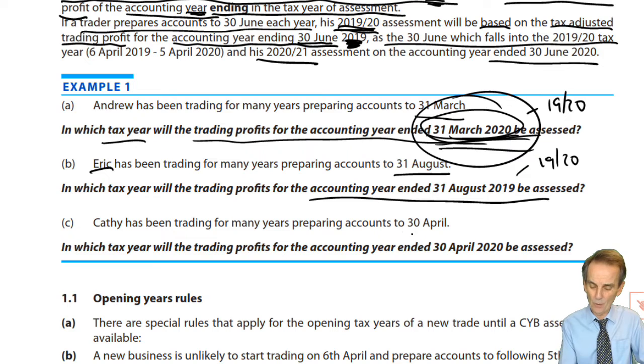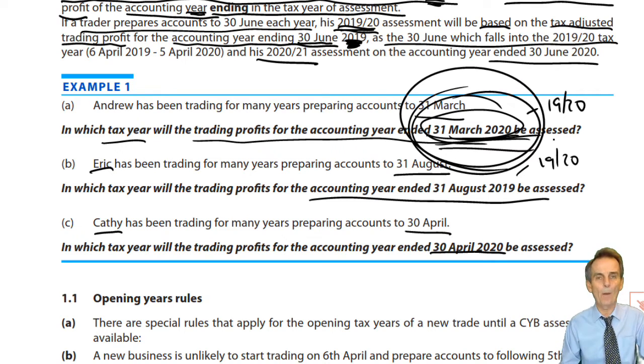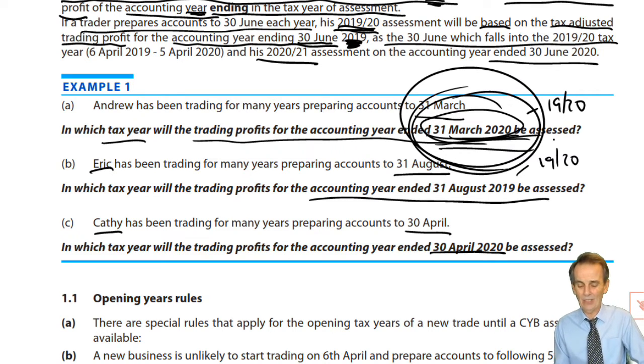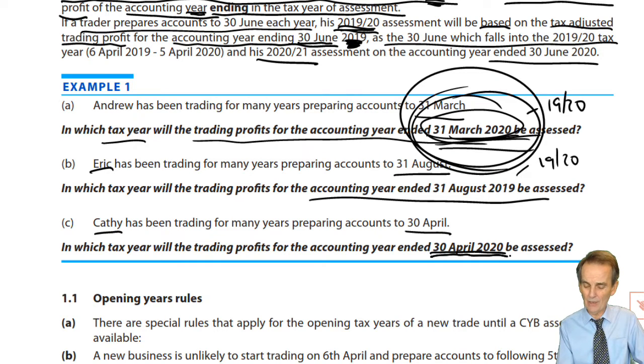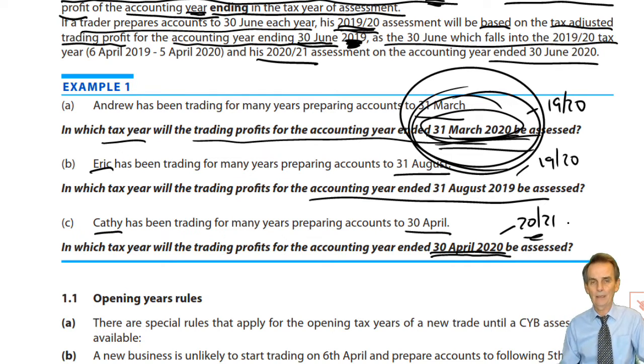Either that or this one, where this time Kathy prepares accounts to the 30th of April. If we're looking at the year ended 30th of April 2020, that's only, again, look at that one, 1 month later than having chosen the 31st of March. But if we choose year ended 30th of April 2020, then that one now falls in the 2021 tax year and therefore will be assessed in that 2020-21 tax year.